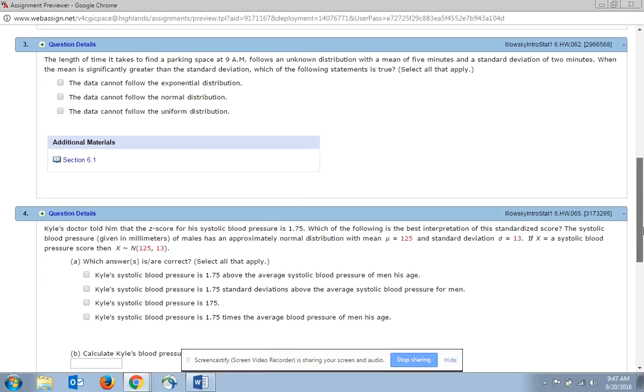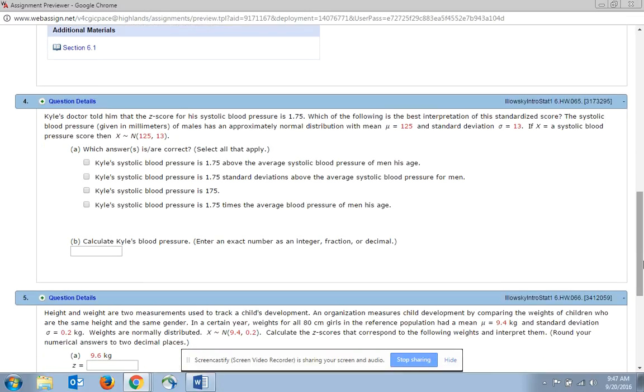So number 4, all you're going to interpret is, what does the z-score of 1.75 mean? If you're having trouble with that, go back and read the book, because it has to do with the place of 1.75 on the normal distribution curve. So think of it in terms of the z-scores, not with the mean and the standard deviation.